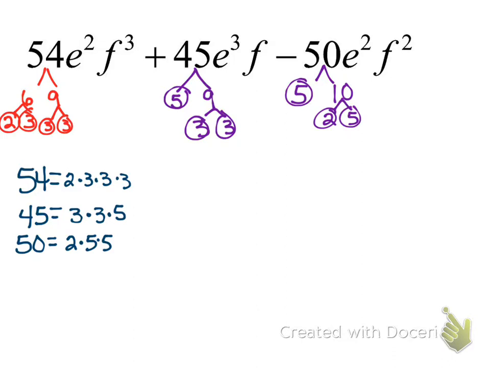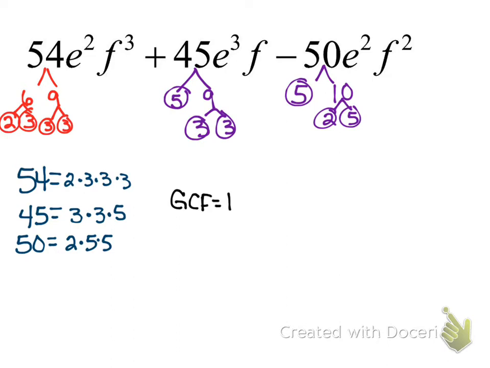Okay. What numbers do they all have in common? What numbers do they all share? 2. Do they all three have a 2? No. Okay. Do they all three have a 3? No. Do they all three have a 5? No. So then what number do they have in common? Say it again. 1. So the greatest common factor is 1.